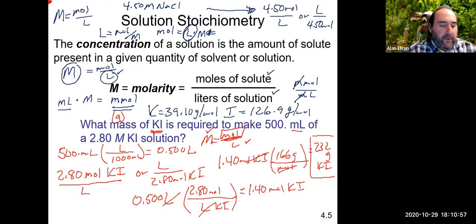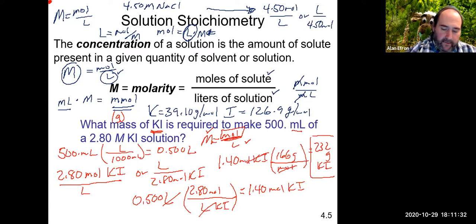So what does this number really mean? This number really means if you picked up the bottle of KI, you scooped out about 232 grams of it, threw in some water to get a final volume of 500 milliliters, gave it a shake and mix, you will end up with a solution that has a molarity of 2.8 molar, provided you didn't spill it when you did the shaking or mixing part of it. Any questions on that calculation there?